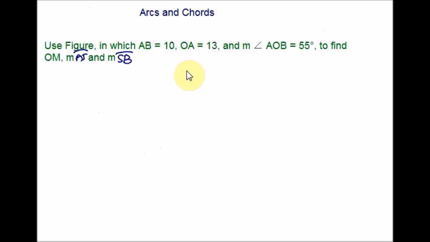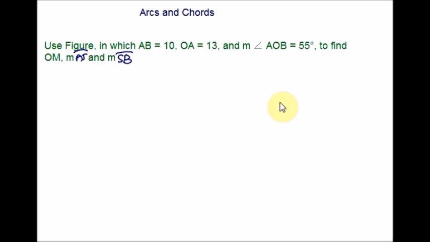Here is the next example. You have to use the figure in which AB equals 10, OA equals 13 and the measure of the angle AOB is 55. To find OM, so we are supposed to find three things here: OM, the measure of the arc AT and the measure of the arc SB.